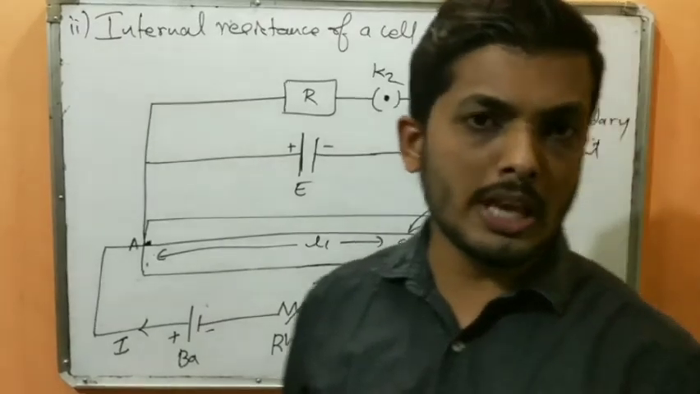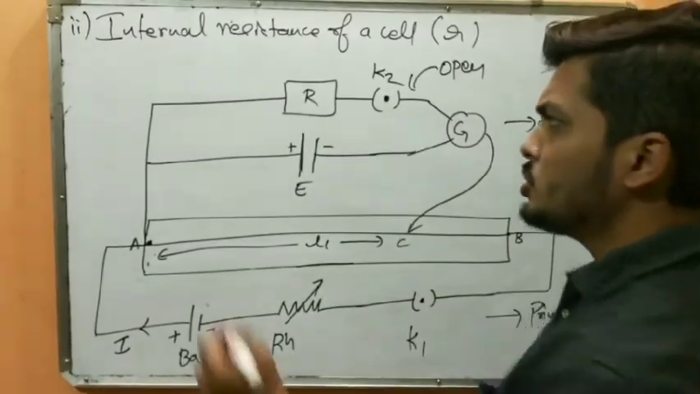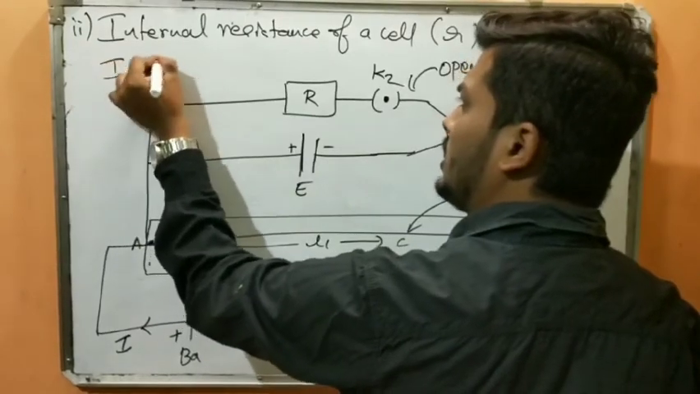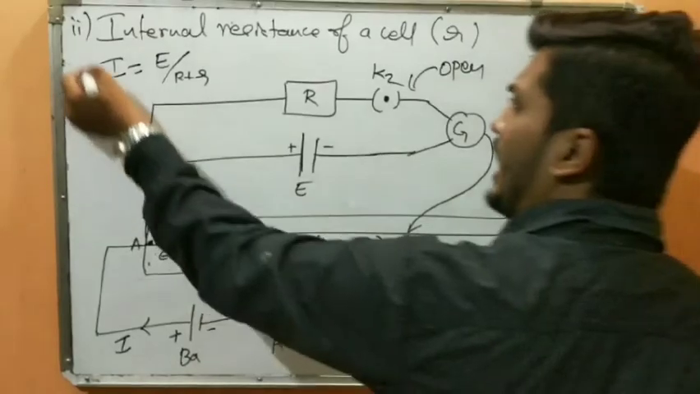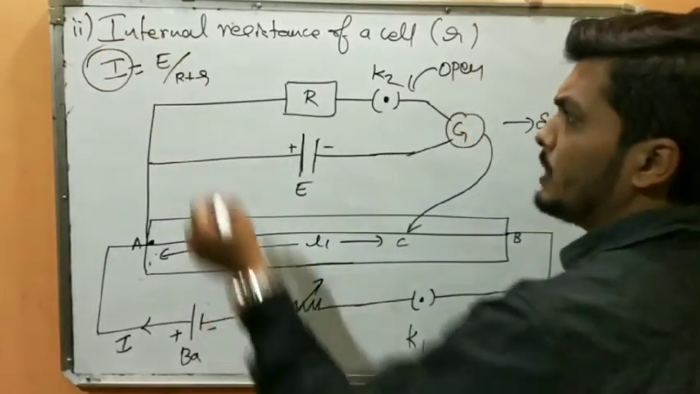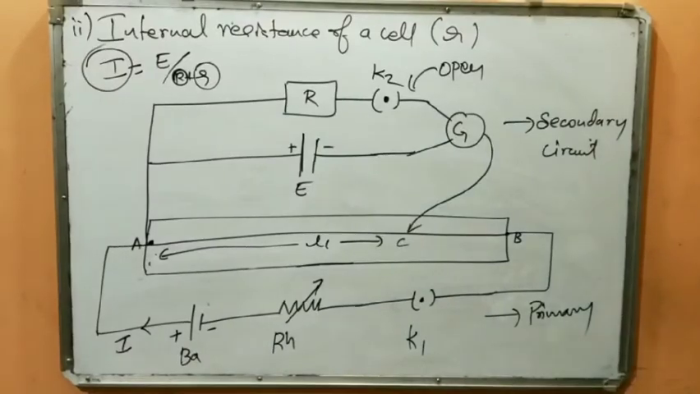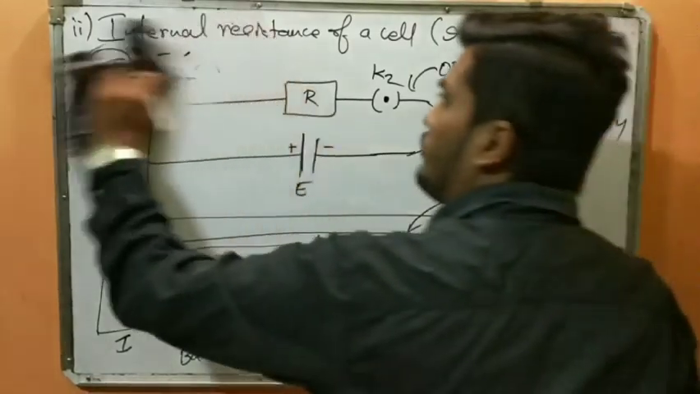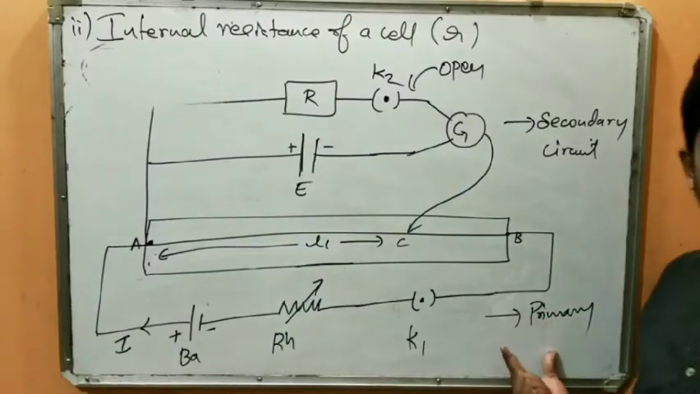Now second, I will close both K1 and K2, because if you remember internal resistance, at least you know this, I equals E divided by R plus r. What is this I? I is the current through the cell. It depends upon the external resistance R and the internal resistance, small r. So the first thing, very important, is to note down the balancing length L1 due to the primary circuit.